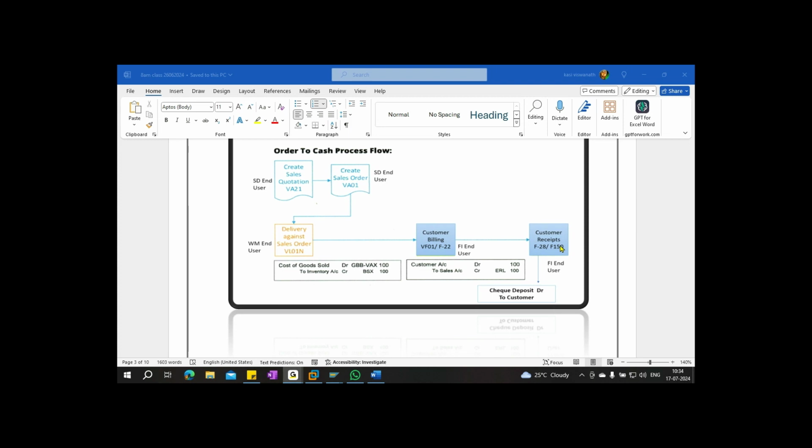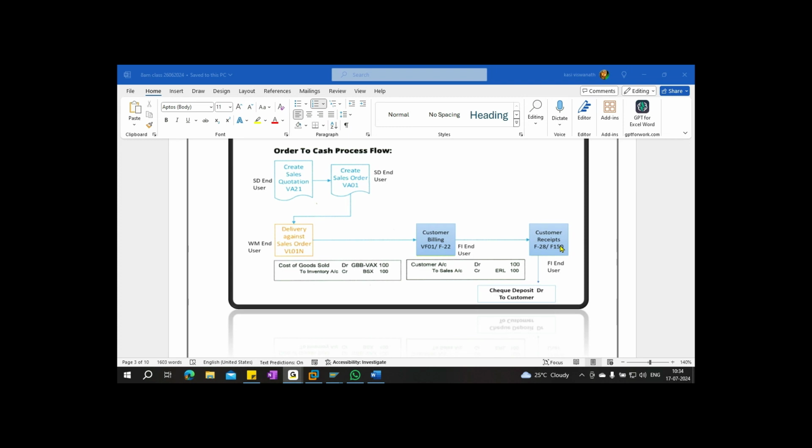What are the three modules integrated here for this order to cash life cycle? Starting with sales, trigger to material management, closure with finance. Companies sell the product, dispatched from the warehouse. Who will receive the value? The finance department receives value from the customer. In this you mentioned VA21, VA01, VL01. These are the various transaction codes to enter the data.